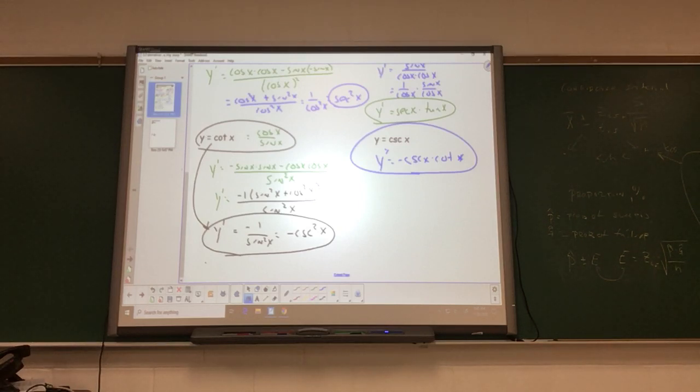The derivative of sine is cosine, derivative of cosine is negative sine, derivative of tangent is secant squared, derivative of cotangent is negative cosecant squared, derivative of secant is secant tangent, derivative of cosecant is negative cosecant cotangent.